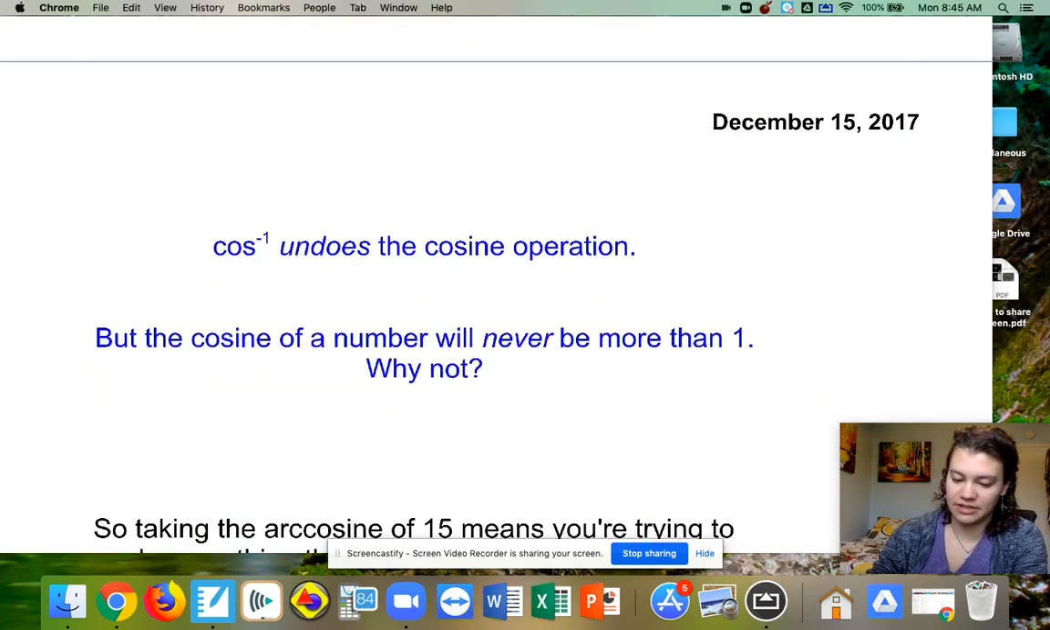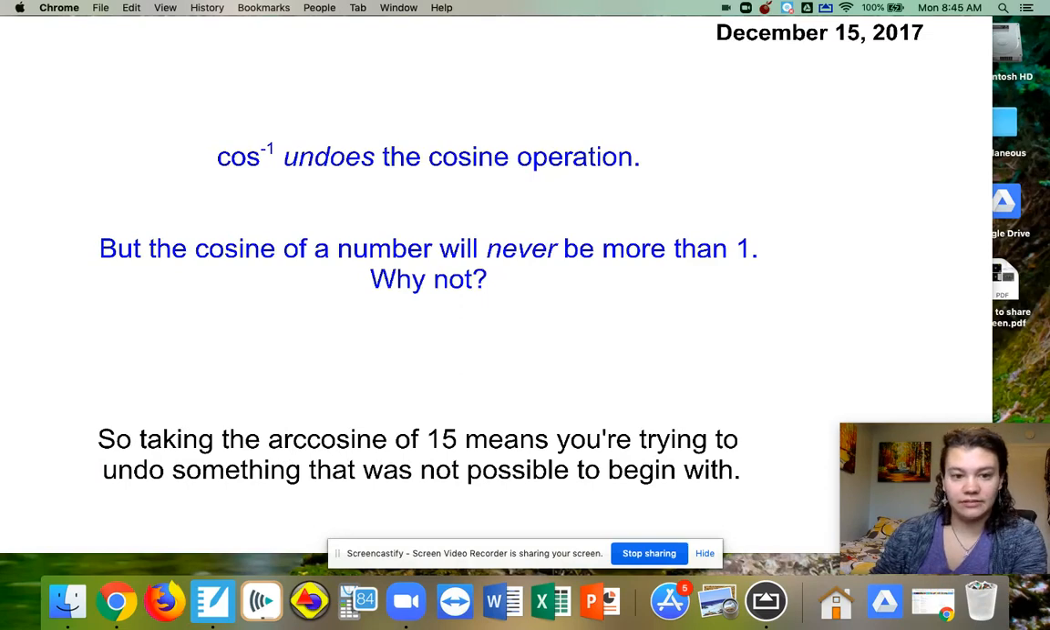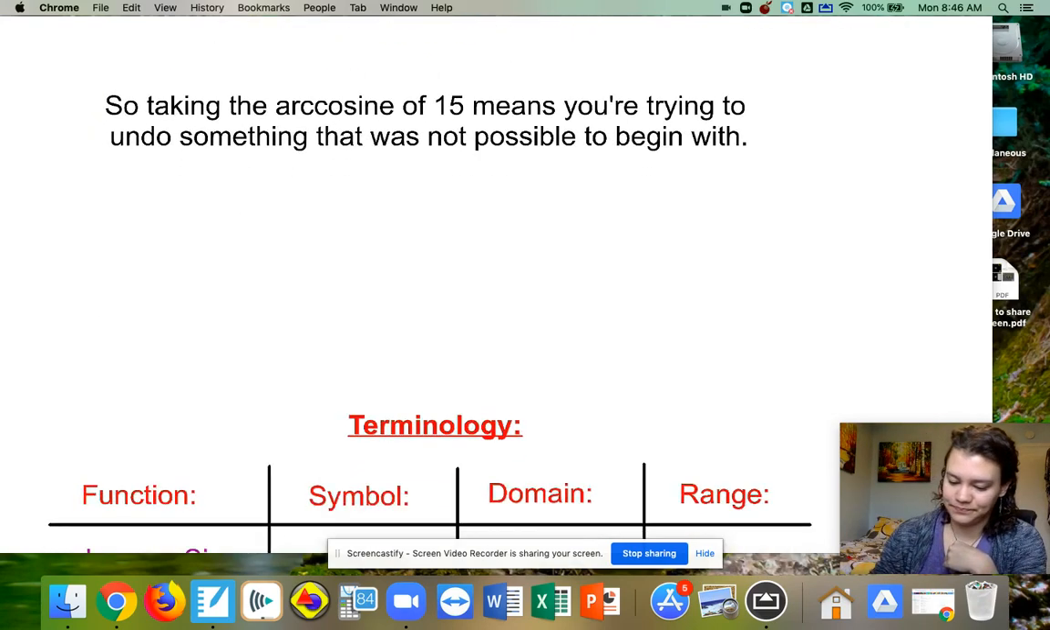So that's what it says here. Cosine inverse undoes the cosine operation, but if you start with a cosine ratio greater than 1, it's not possible. You can't do that. It's kind of like starting out with negative apples, and then asking how many apples do you have? You can't, it doesn't make sense.